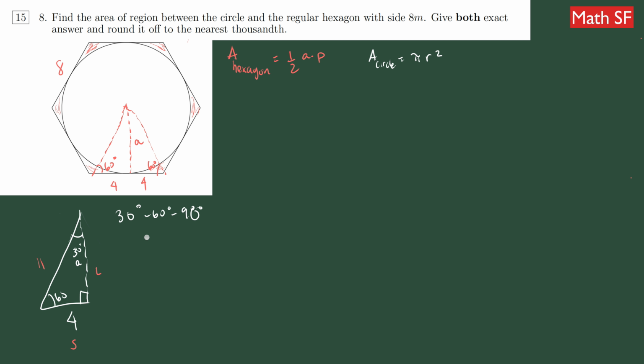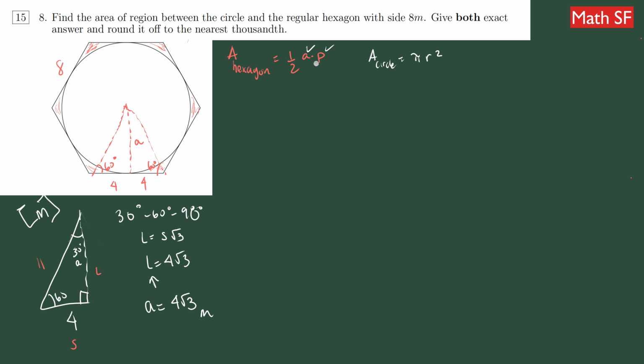Also recall that the formula says that the long side, because that's what I'm looking for, should be equal to S root 3. And we know S. S is 4. So L equals 4 root 3. But this L happens to be a. So the apothem is 4 root 3. And we're talking about meters. So probably we forgot to write this here. Meters. Okay, so now I have the apothem.